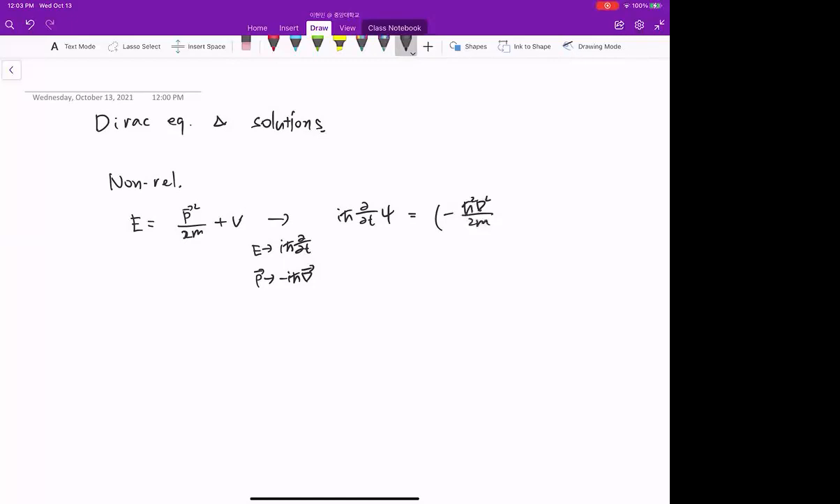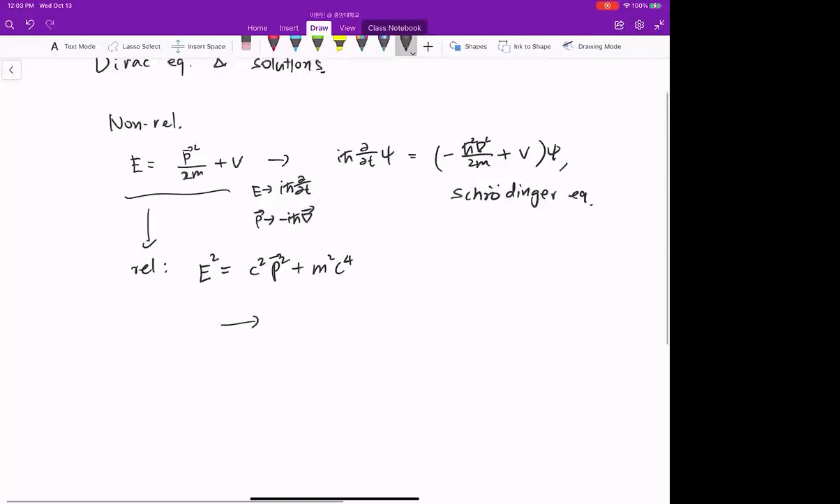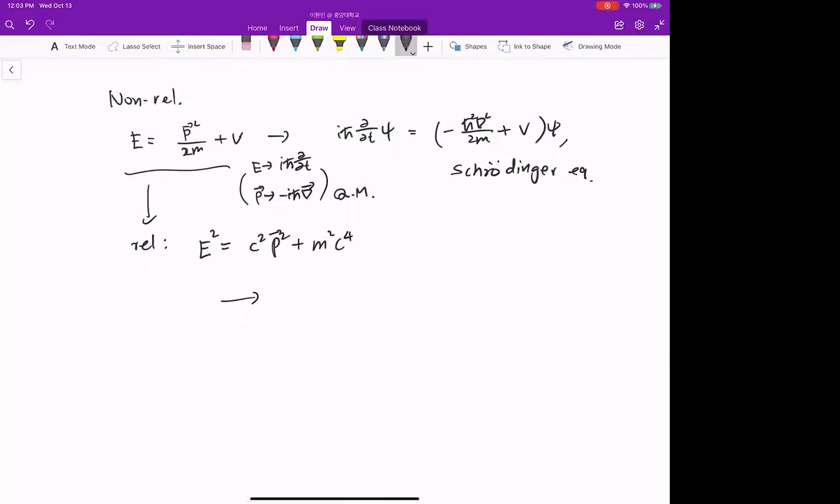So this is Schrödinger. This is called the dispersion relation between momentum and energy. If you change this to the relativistic case, the energy is equal to, and now these are quantum mechanics. If you do the quantum mechanics, then you can obtain the corresponding wave equation.